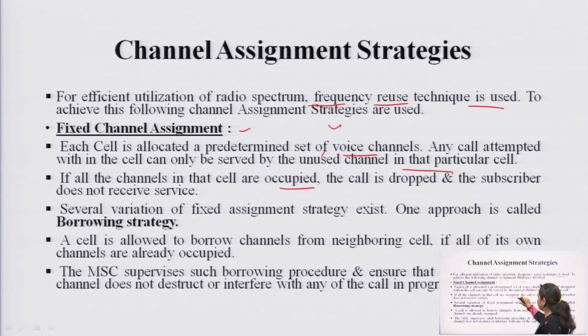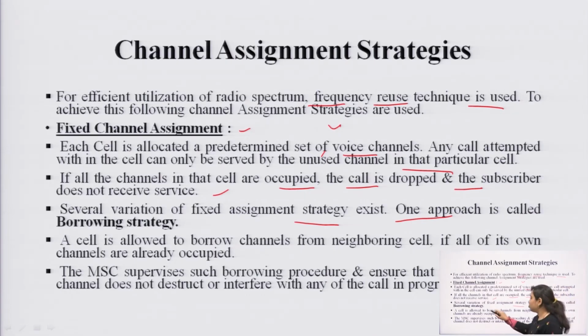So, if all the channels in the cell are occupied, the call is dropped and the subscriber does not receive the service. Since the channel assignment is fixed, it is not variable in nature. It is possible that the set of frequencies you have allocated may be idle, it may be that all the frequencies are in use, or that some frequencies are used and some are free. There is a situation where every set of frequencies is in use.